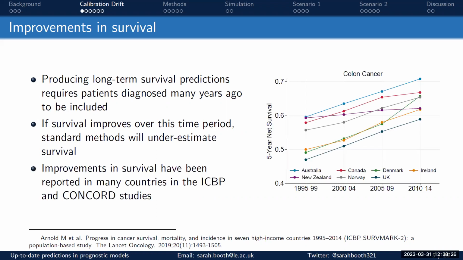There have actually been quite a lot of improvements in survival reported in lots of different cancer sites and lots of different countries. This data comes from the ICBP study, which looks at cancer survival in 7 high-income countries. This is for colon cancer and looks at 5-year net survival. You can see that for 6 of these countries, there's been quite substantial improvements in survival across the last 20 years. So this is really showing why it's so important to think about these improvements in survival over time and to make sure that when we fit these models, they're actually producing survival predictions which are relevant to current patients.